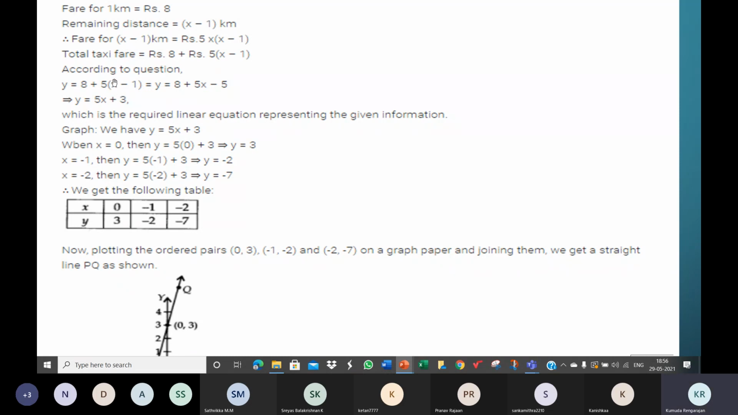The total distance is x. X minus 1, because this is the remaining distance after the first kilometer. This into 5 rupees, plus 8 rupees for the first kilometer. So this is the equation. Make the table, plot, and get the graph.